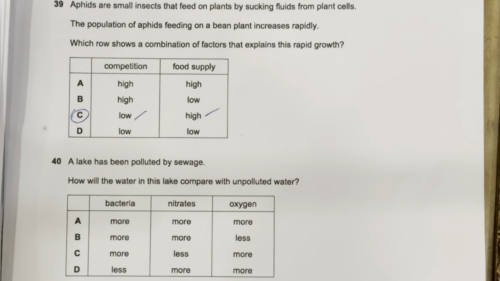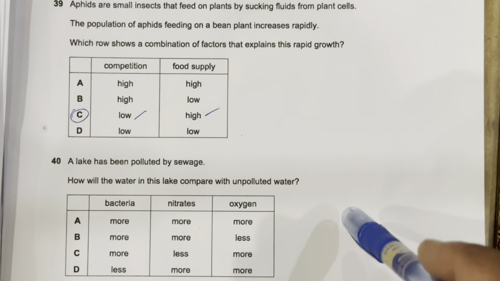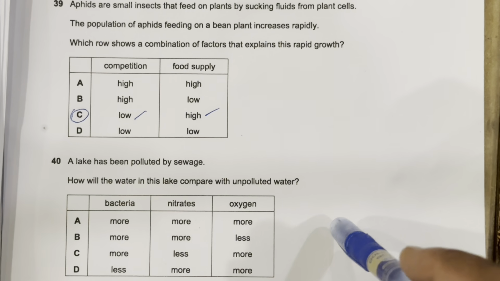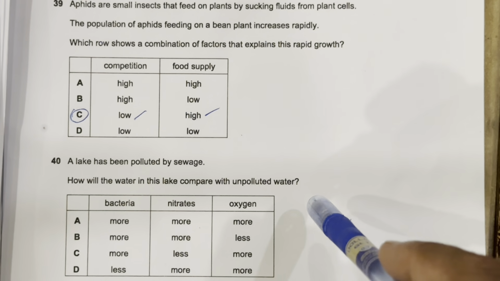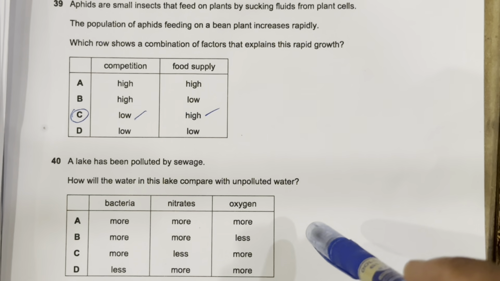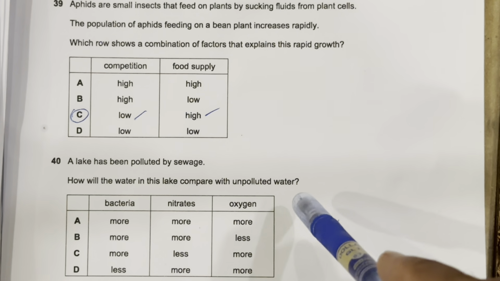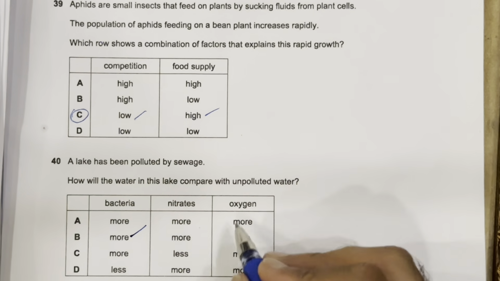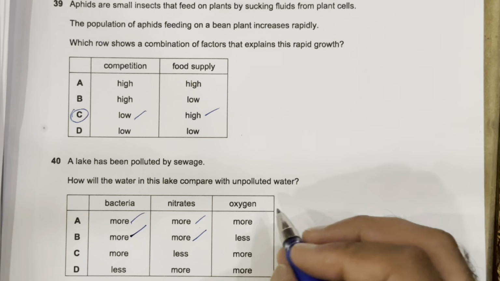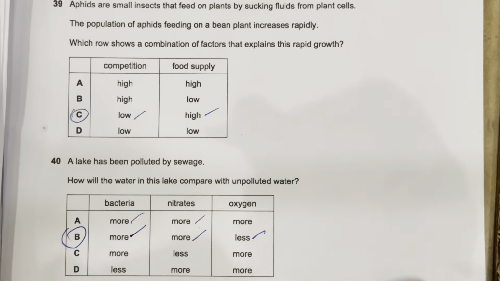Moving to the last question, question number 40. A lake has been polluted by sewage. How will water in this lake compare with unpolluted water? Sewage would have more bacteria, more nitrates, and less oxygen. So option B is the right choice.